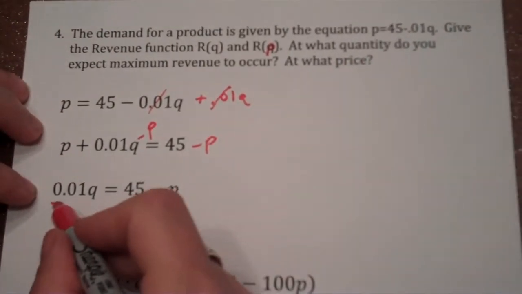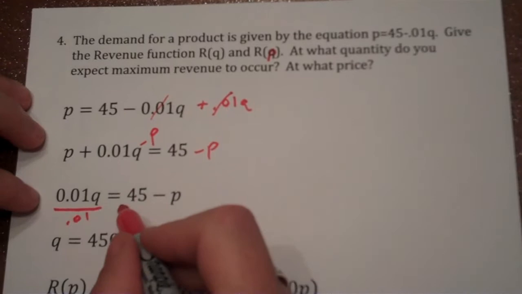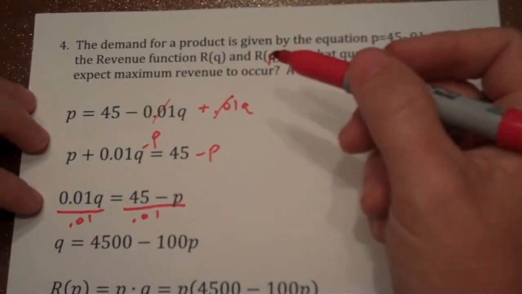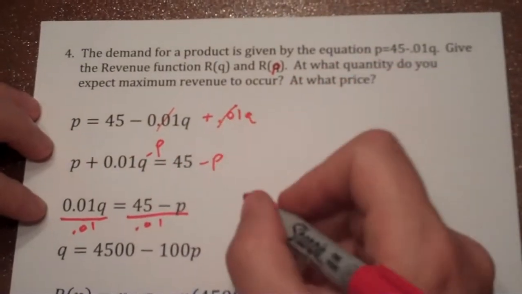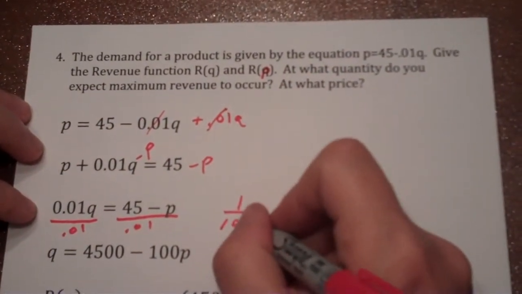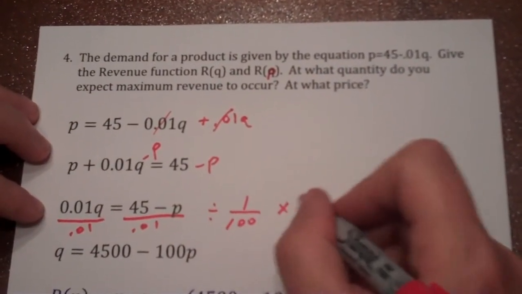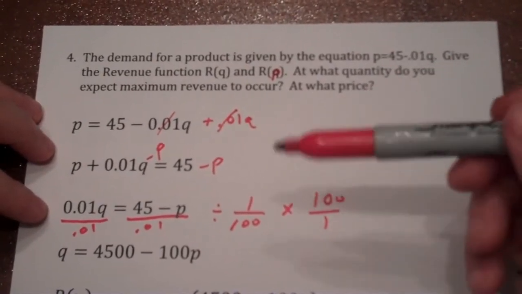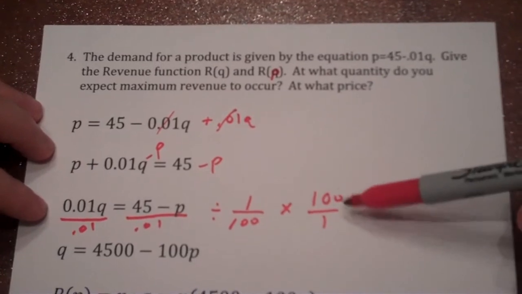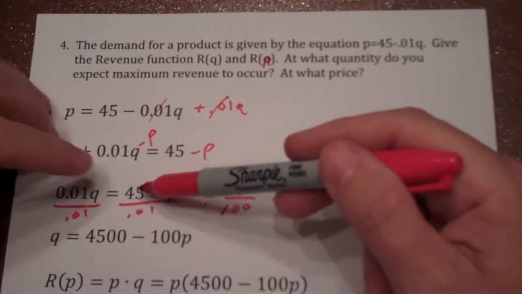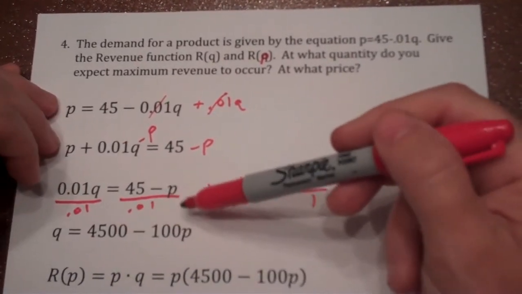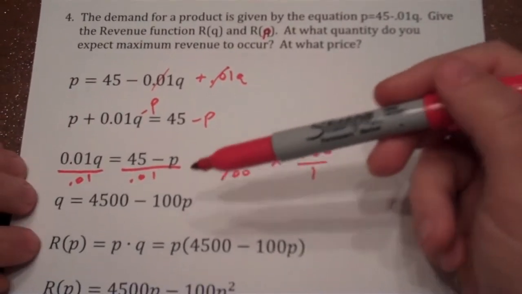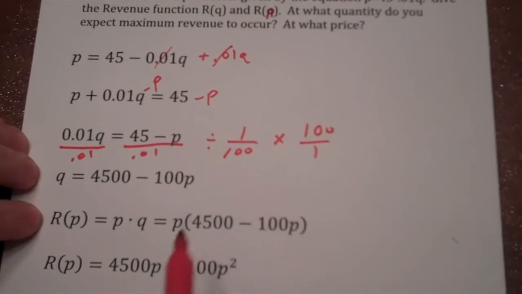And finally, to solve for Q, I will divide both sides of my equation by 0.01. Now frankly, dividing by 1 over 100 is just like multiplying both sides by 100 over 1. So frankly, what I really did was multiply both sides by 100, which left me with 4,500 minus 100 times P.